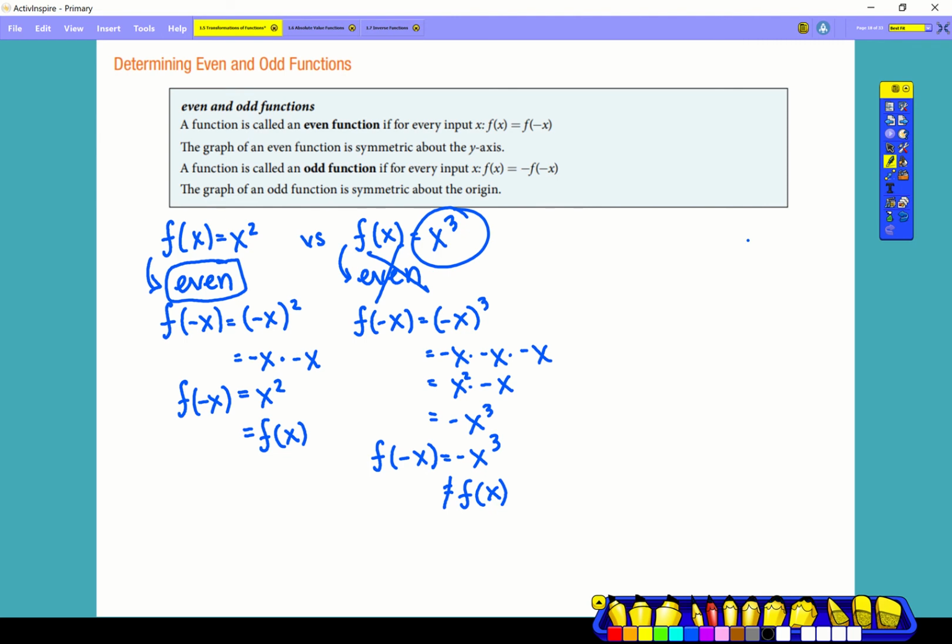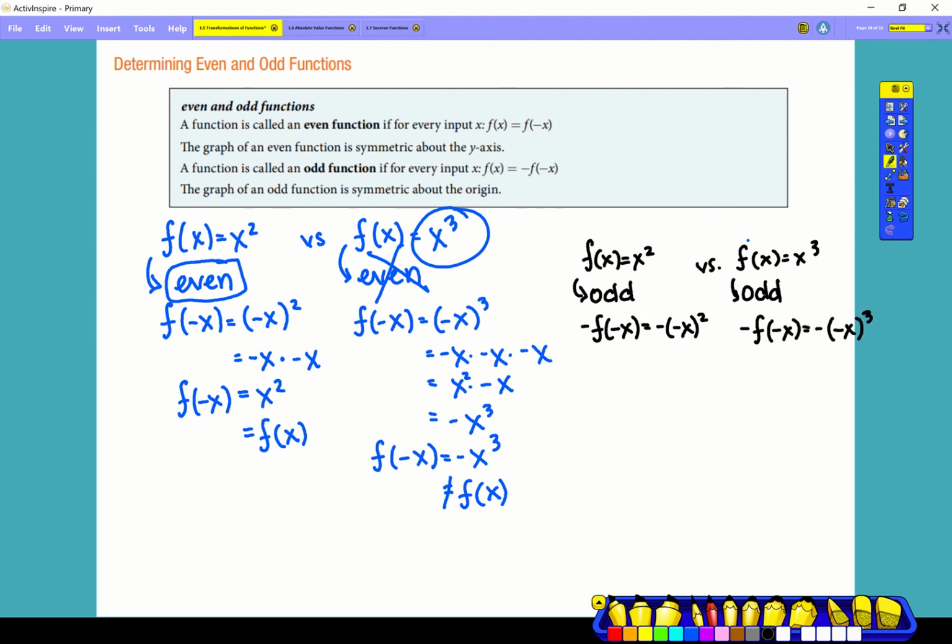Now if we were going to do the odds, let's have f of x equals x squared versus f of x equals x cubed. So now we're going to apply the test for odds. And notice that's a combination of a vertical and a horizontal reflection. So a reflection about the x and the y. So I'm going to go negative f of negative x equals negative x squared. See how I just plugged everything sort of in? Which is going to give me for this one equals negative x cubed.